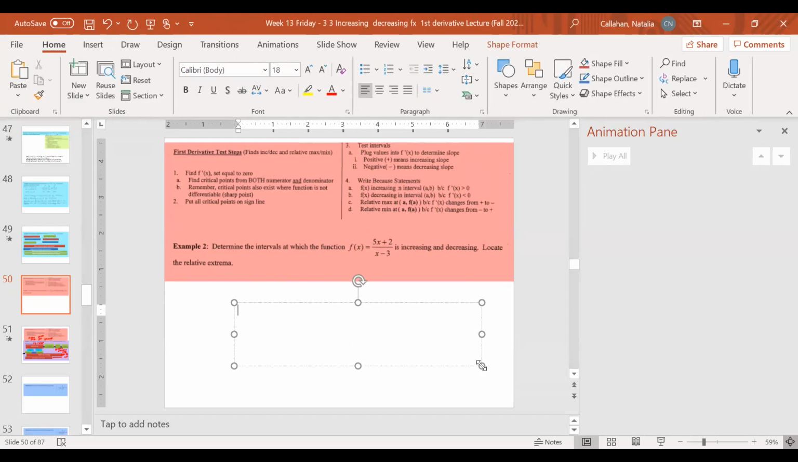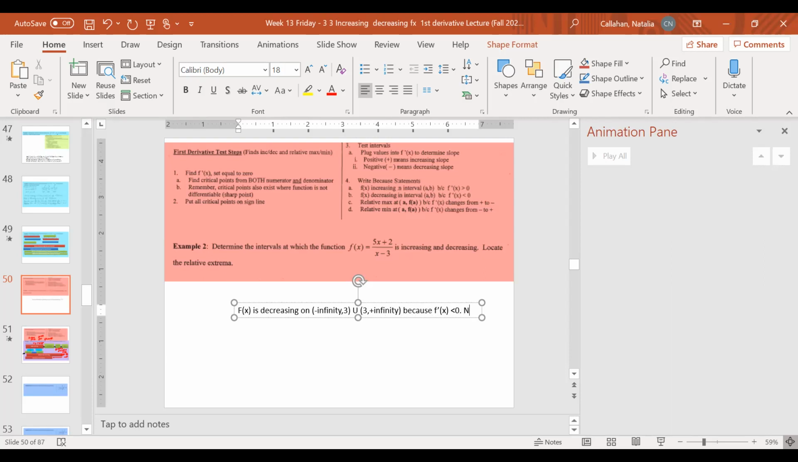So this is what you're going to write up. Your write-up is f of x is decreasing on negative infinity to 3 union 3 to positive infinity, because f prime of x is less than 0.